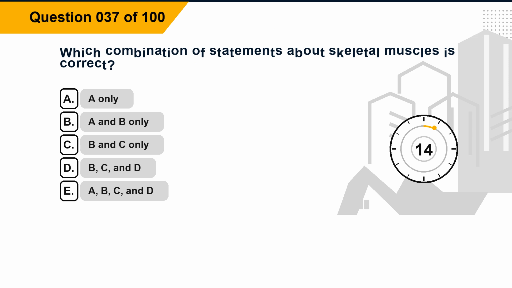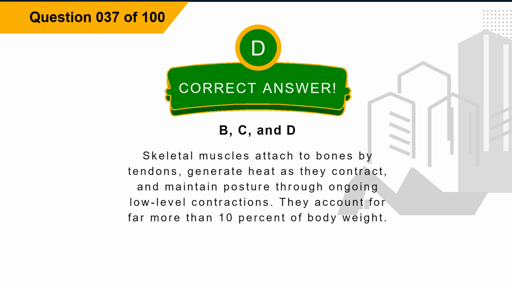Question 37. Which combination of statements about skeletal muscles is correct? Option A only. Option B, A and B only. Option C, B and C only. Option D, B, C, and D. Option E, A, B, C, and D. The correct answer is option D, B, C, and D. Explanation: skeletal muscles are attached to bones by tendons, generate heat as they contract, and maintain posture through ongoing low-level contractions. They account for far more than 10% of body weight.